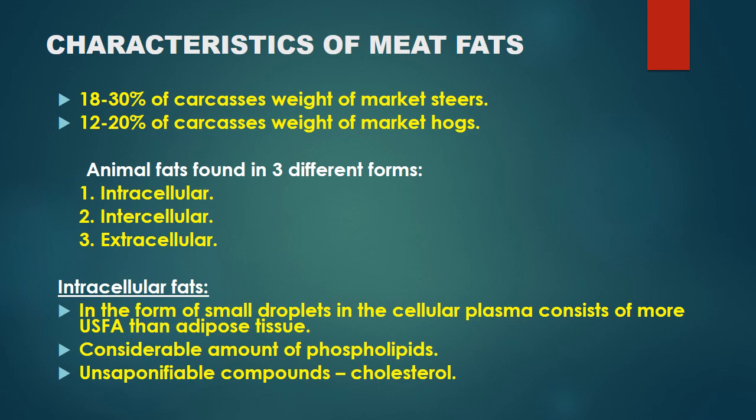These fats are in the form of small droplets in the cellular plasma. Inside the cell plasma there are droplets of fat, and they mostly consist of unsaturated fatty acids rather than adipose tissue. A considerable amount of this fat could be phospholipids and some amount of unsaponifiable compounds like cholesterol. So the intracellular fats are mostly unsaturated fatty acids, phospholipids and cholesterol.